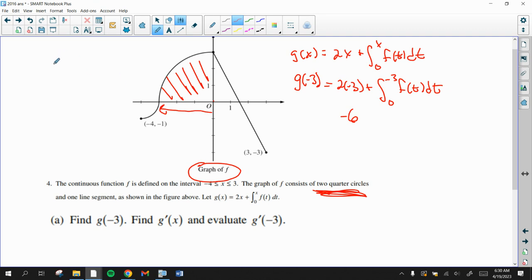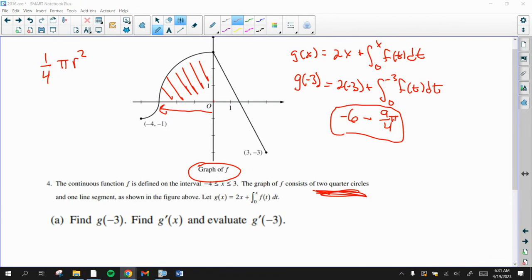And the area of a quarter circle would be a quarter of a whole circle, so a quarter of pi r squared. The radius of this circle is 3. So this would be 1/4 pi times 3 squared, or just 9/4 pi. But remember, it's going to be negative. So there's, I forgot my pi. There's G of -3. So that wasn't too bad.